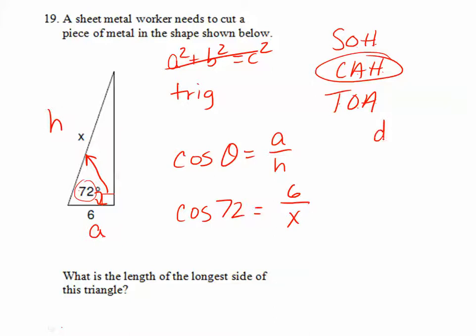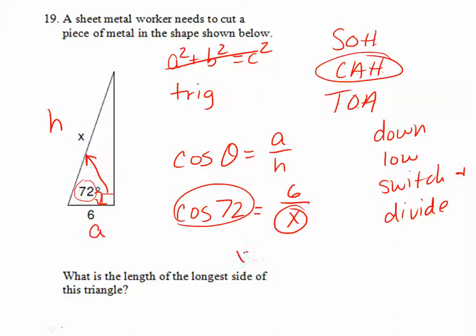When x is down low, we switch and divide. That's our process when our x is on bottom. So we're going to switch the x and the cosine 72. So we get x equals 6 divided by cosine 72. Make sure your calculator is in degrees when we do trig. And when we plug that into our calculator, we get x equal to 19.42.